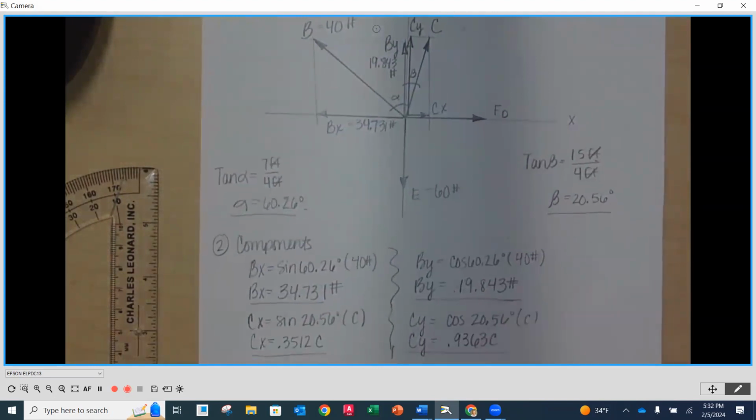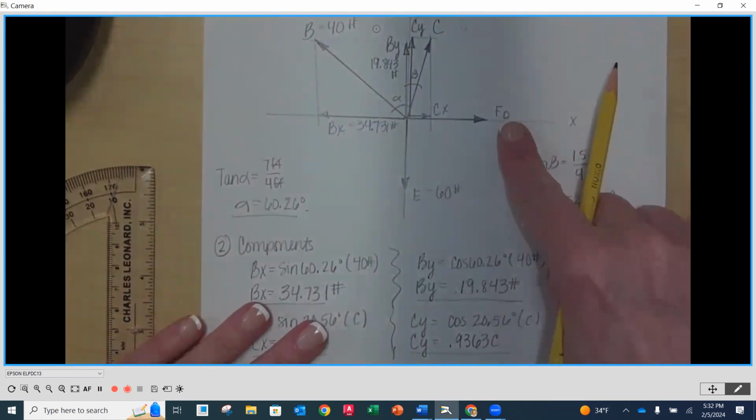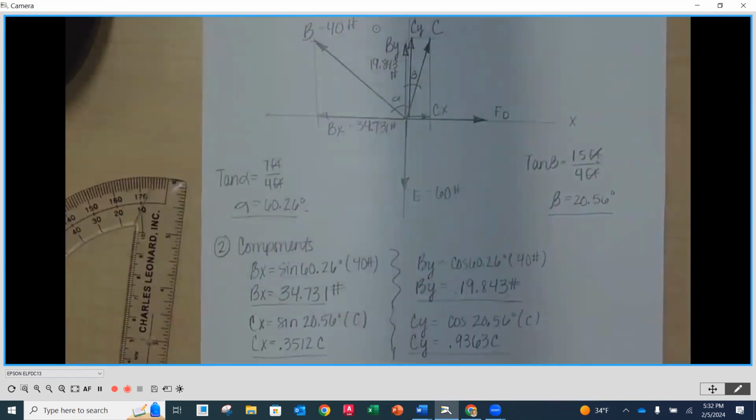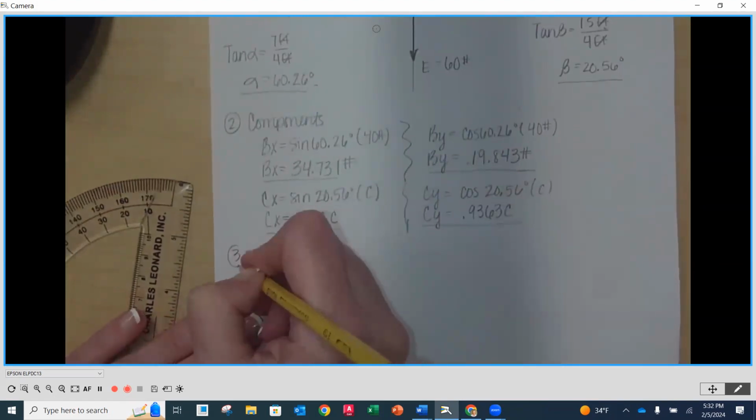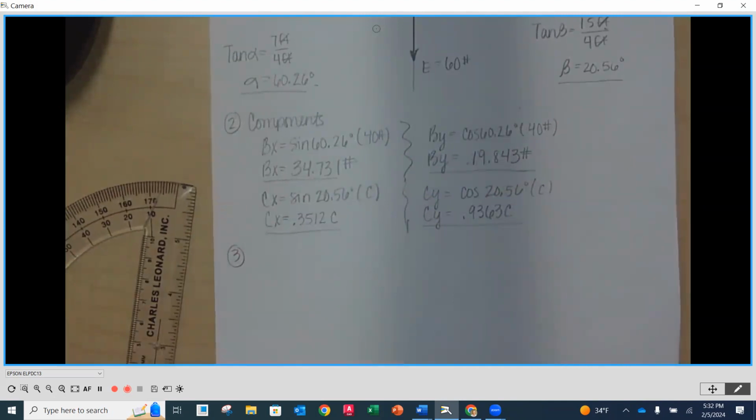All right. Are we all on the same track now? We've got B solved for an actual number with pounds. Good. Well, now, as we look here, our unknowns are FD, drag force, and C. So what's our next step? What do you think our next step is going to be? Go ahead. Sum of the forces in the X and Y direction.